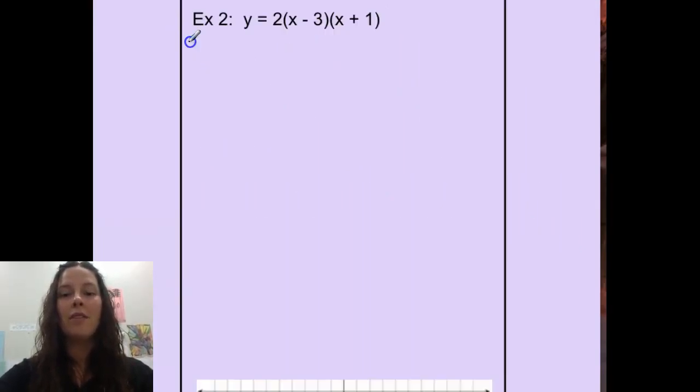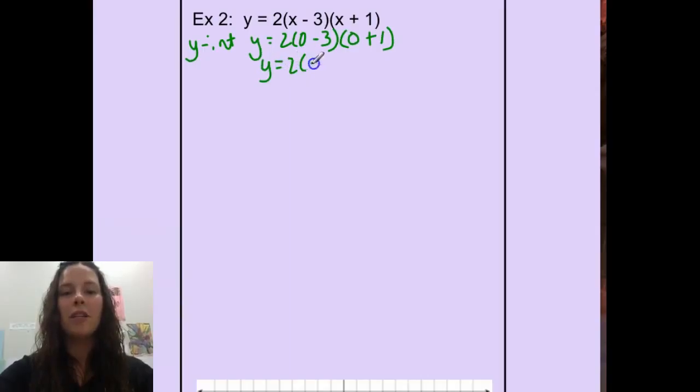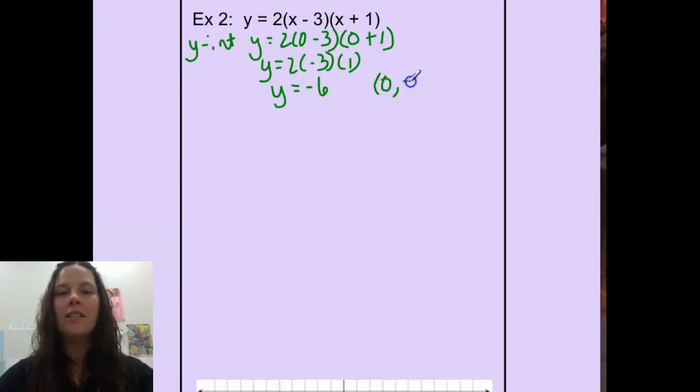Example 2, same thing. We'll start off with our y-intercept. Y-intercept is where we replace x with 0 and solve for y. Order of operations, I'll simplify inside my grouping symbols first. Multiplying all together, I get -6. Writing my solution as an ordered pair, I started with an x value of 0, solved to get -6 for a y value. Finding my zeros next.